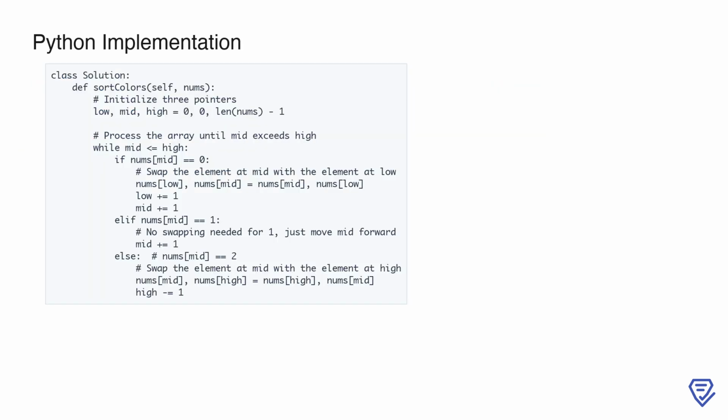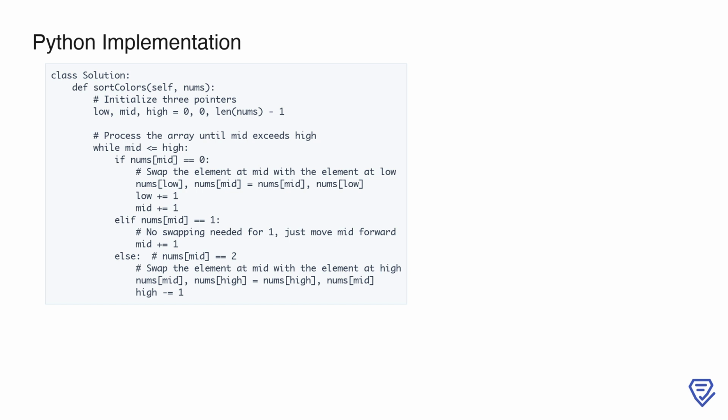To solve the sort colors problem, LeetCode number 75, we use the Dutch national flag algorithm, which provides an efficient way to sort an array containing only 3 distinct values, 0, 1, and 2. This algorithm runs in O(n) time complexity and operates in place using 3 pointers, low, mid, and high.